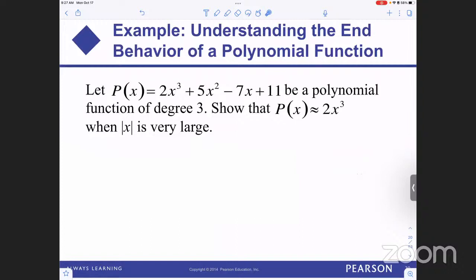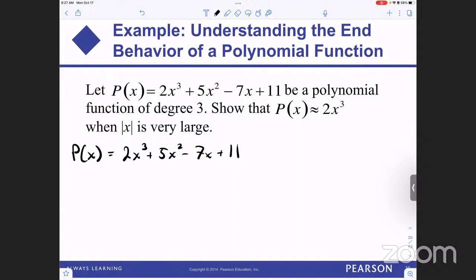Okay. So given this polynomial of degree 3, show that p is approximately 2x squared when the absolute value of x is very large. Let's see if I can remember this one. Say we start with this polynomial, which is 2x cubed plus 5x squared minus 7x. For this, you can just watch. You don't have to write along, because all the stuff you see me writing, you're going to get a copy of it. This one, I would just listen to the story.